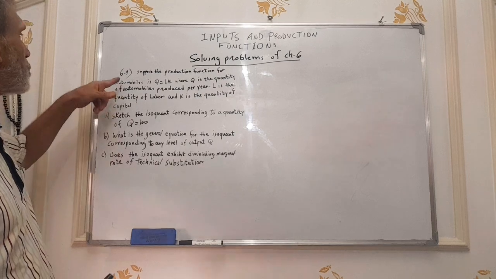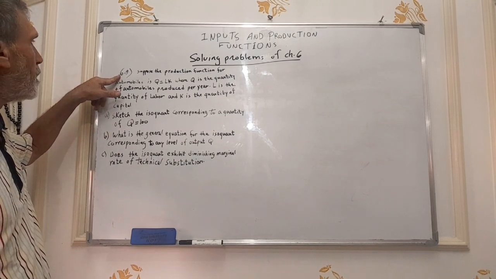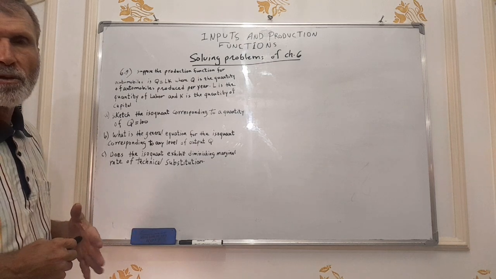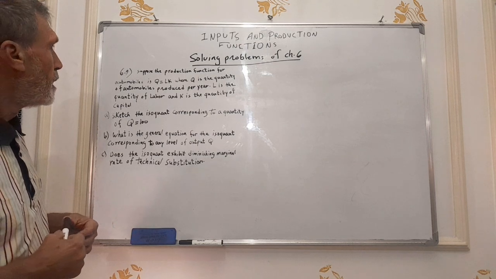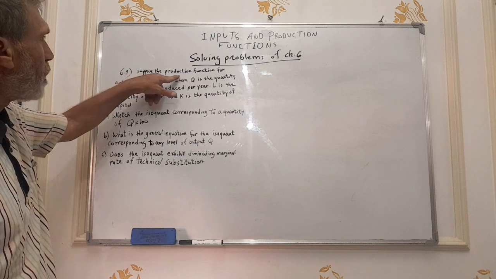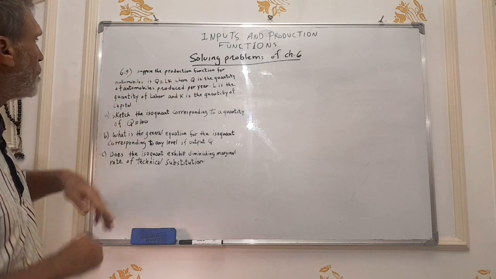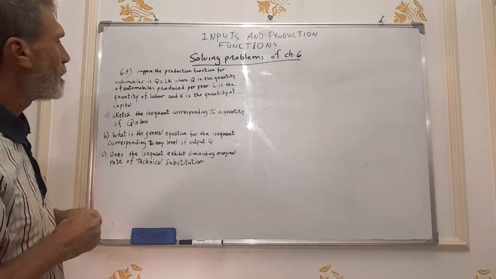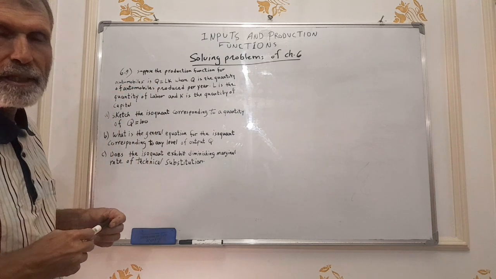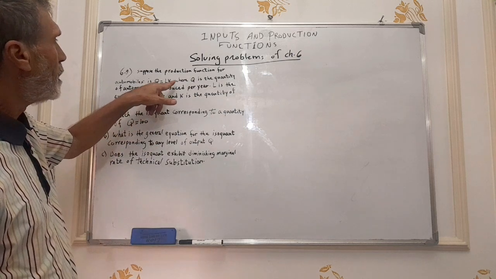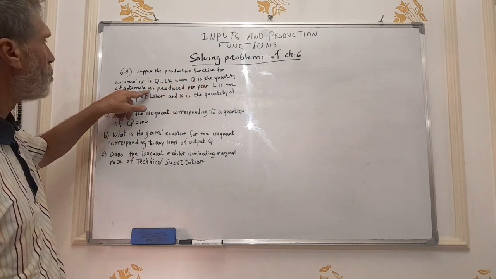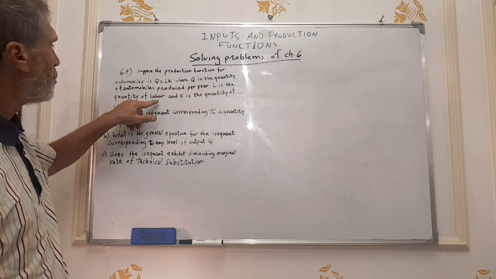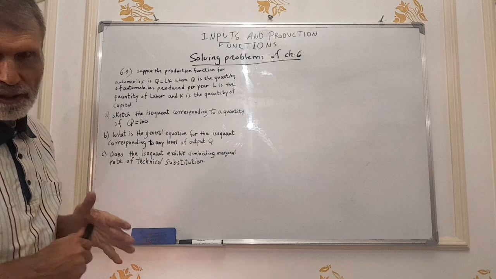Okay, now we're going to solve problem 9 in chapter 6 concerning the concepts we have already discussed. The problem says, suppose the production function for automobiles is Q equals LK, where L is labor and K is capital, and Q is the quantity of automobiles produced per year. L is the quantity of labor and K is the quantity of capital.